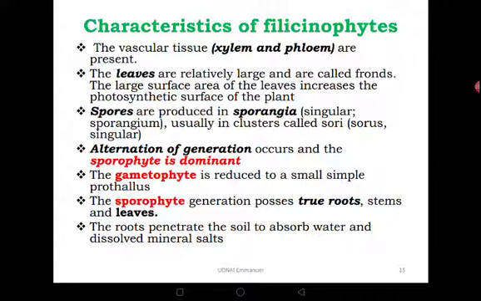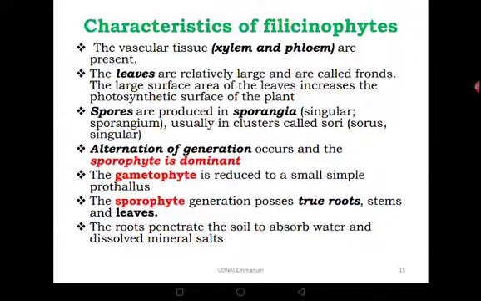And then the spores are produced in the sporangia. One is called the sporangium. Usually they are in clusters called the sori. One is the sorus. These sori are usually found behind the fronds, the leaf-like structures. That's where you can find them. You find brown dots, and those are the sori in a mature fern. That's when you can find them.